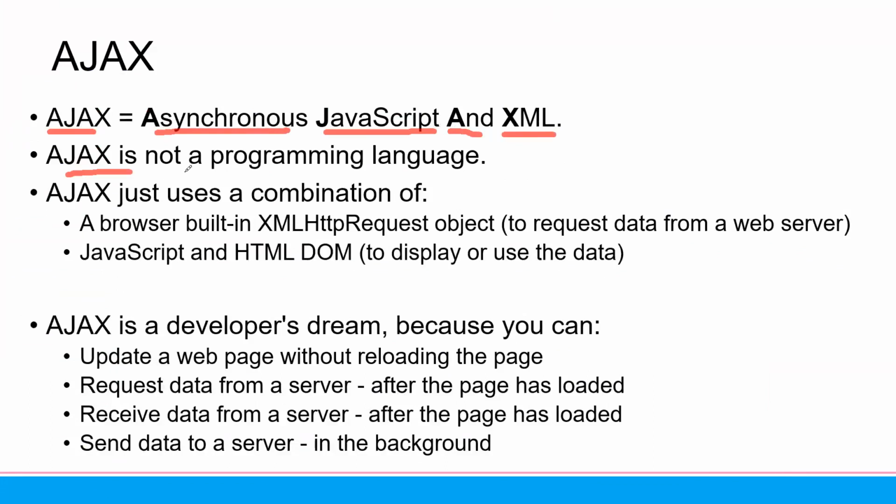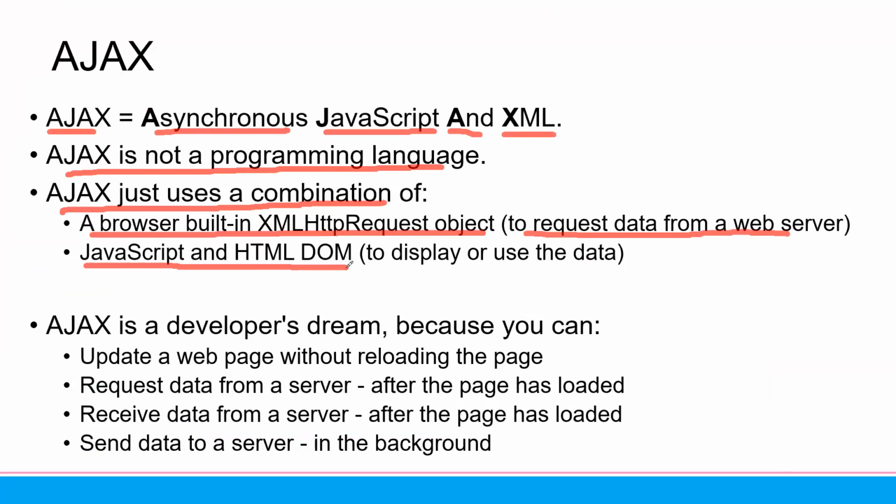Ajax is not a programming language. It uses a combination of a browser built-in XMLHttpRequest object, which is used to request data from the web server. It also utilizes JavaScript and the HTML DOM. DOM is the document object model. People say Ajax is a developer's dream because you can update a web page without reloading the page.